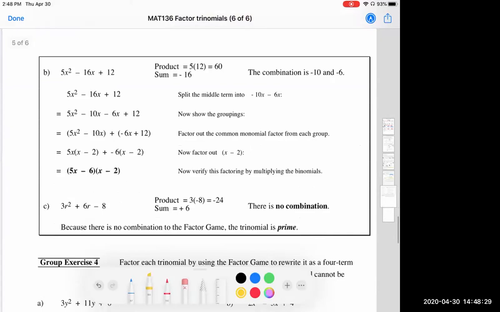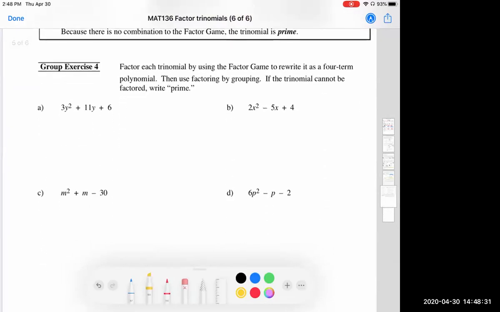All right, so let's go ahead and do some examples. Let's do group exercise 4. Factor each trinomial using the factor game, and write it as a four-term polynomial. Then use factoring by grouping. If the trinomial cannot be factored, write prime. All right, let's start off with A.